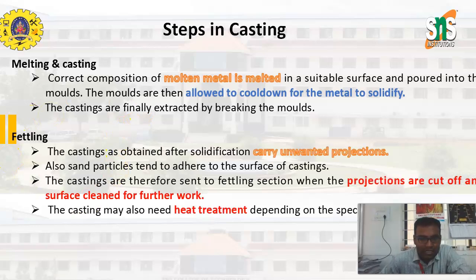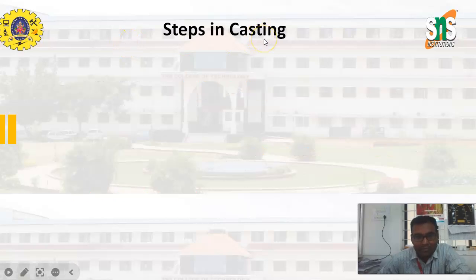Next, the fourth process is the fettling. Fettling means removal of the unwanted projections. The casting as obtained after solidification carries unwanted projections. Also, sand particles tend to adhere to the surface of the castings. The castings are therefore sent to the fettling section where the projections are cut off and the surface cleaned for further work. The casting may also need heat treatment depending upon the specific properties required. These are all the major steps in the casting process.